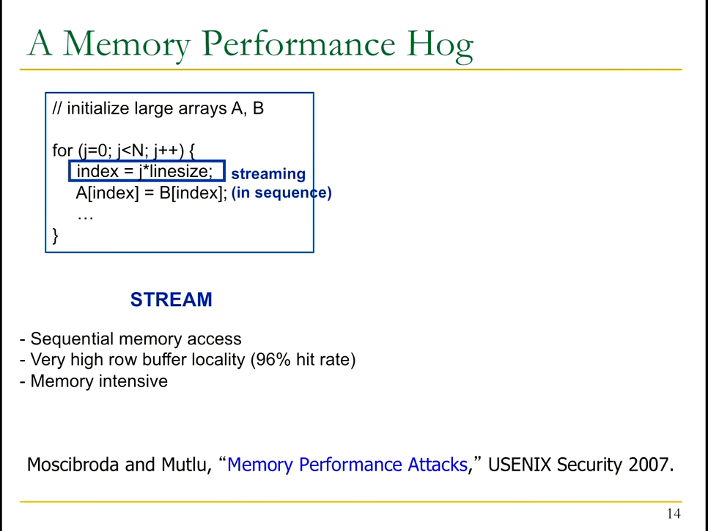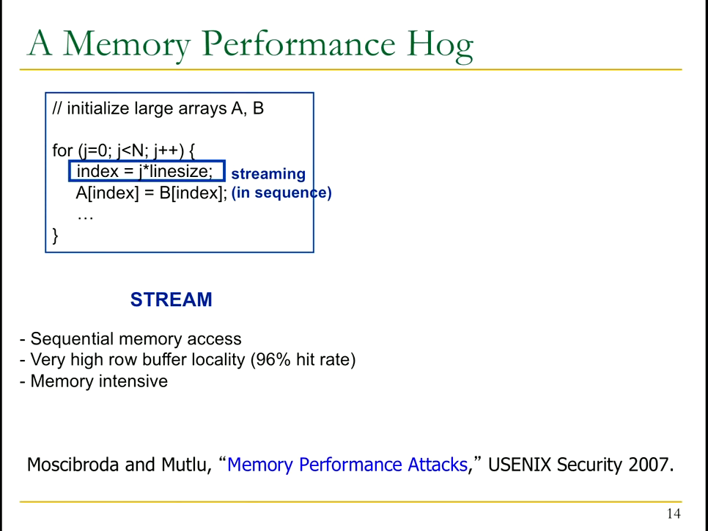Let's say you pick a very large N over here, such that your caches are ineffective because you're never touching a location again. So this is a streaming application. It's sequential memory access. It has very high row buffer locality as a result, basically very high hit rate, and it's very memory intensive. You can ensure that this is memory intensive by writing the program such that every access goes to main memory.